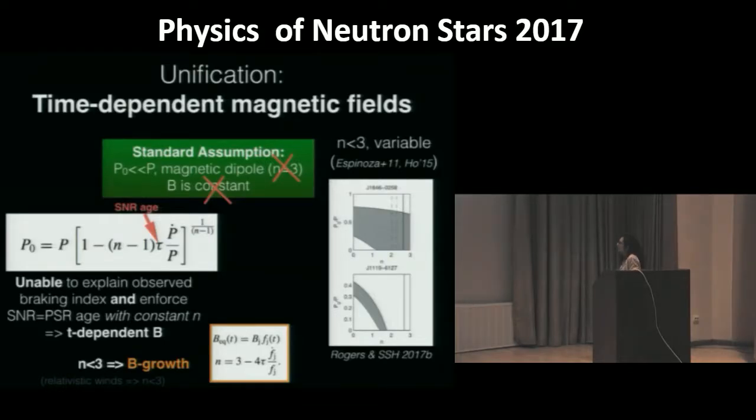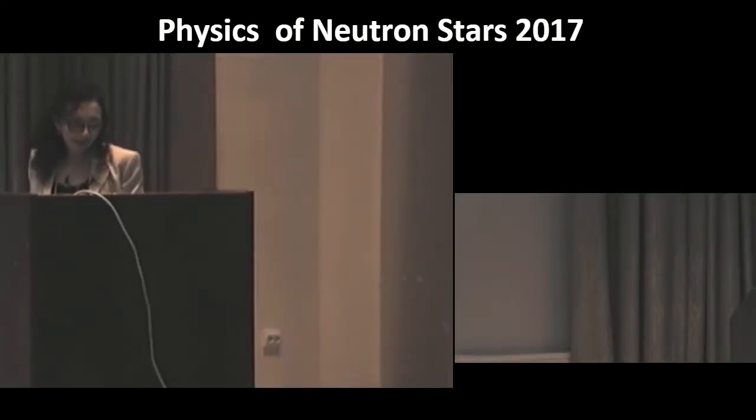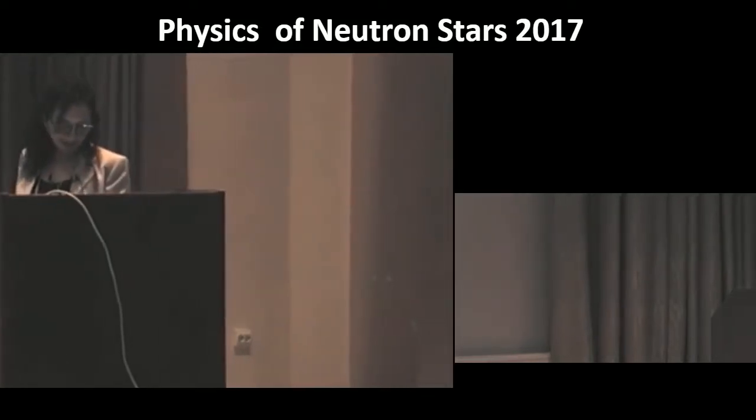This is the equatorial field as a function of time with this function which takes into account the time evolution. And if you assume a time-dependent magnetic field, then the braking index will have this expression with f dot here. And for n to be smaller than 3, we have seen that the measured braking indices for many pulsars are smaller than 3. If n is smaller than 3, then f dot has to be positive, which means that the function f, the field, is growing.